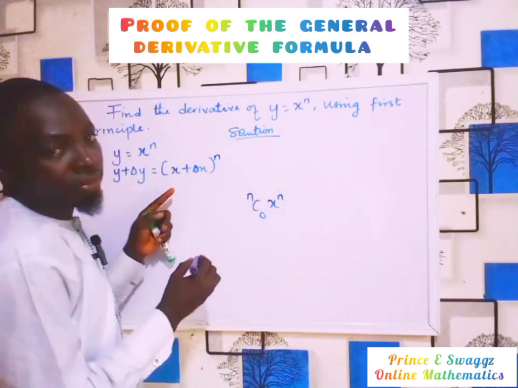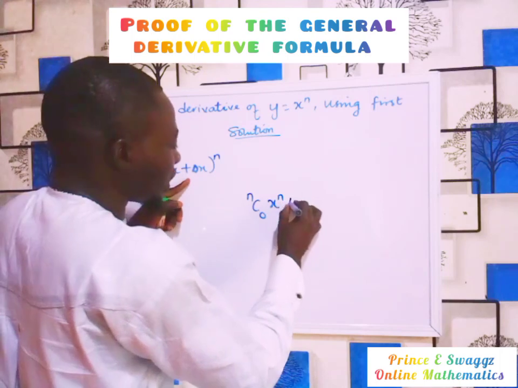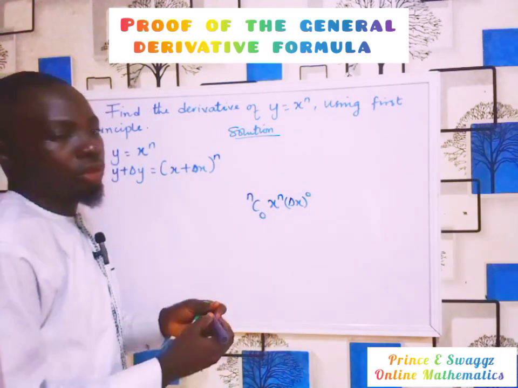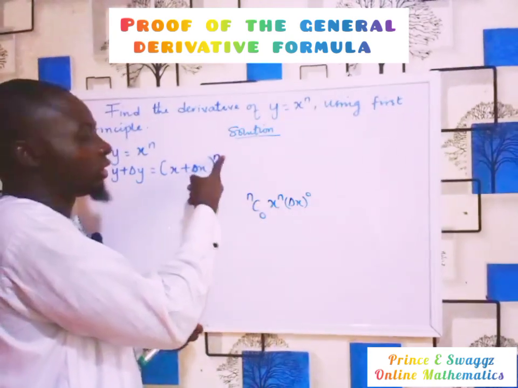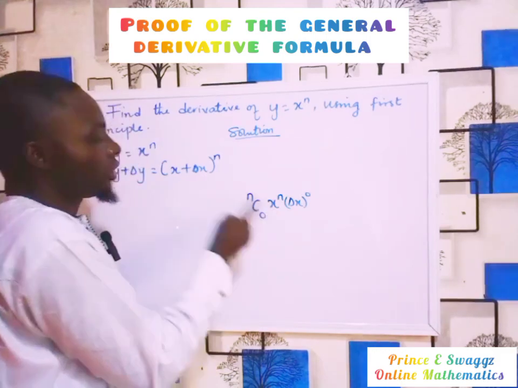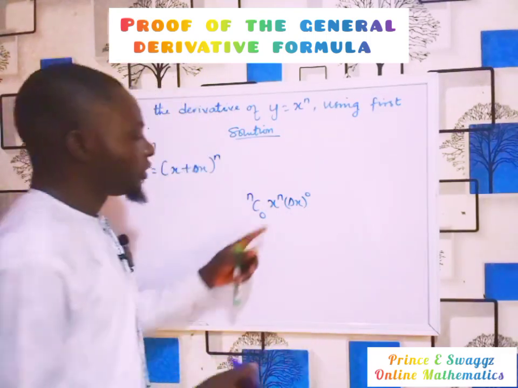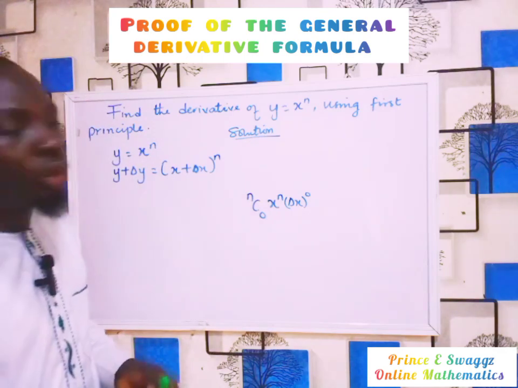x raised to power n. The second term is what? Plus delta x. That means that will start its own power from what? 0. So the first term starts its own power from the power of the expression, while the second term starts its own power from 0. Then when you simplify this, you are going to get the value of the first term.